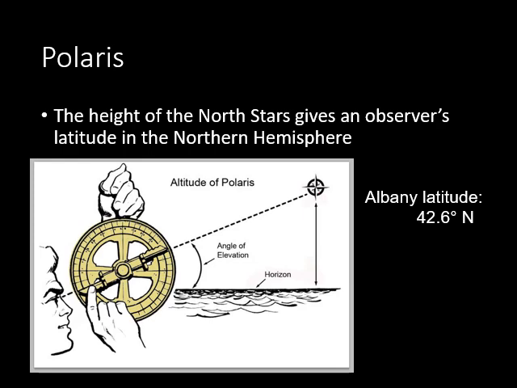So the North Star, again, is special. It's lined up with Earth's North Pole. You can use it to measure your latitude, but it's not the brightest star in the sky. Sirius is the brightest star in the sky. Don't you forget that.